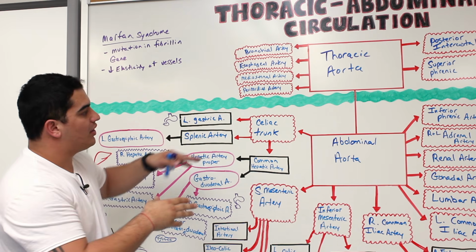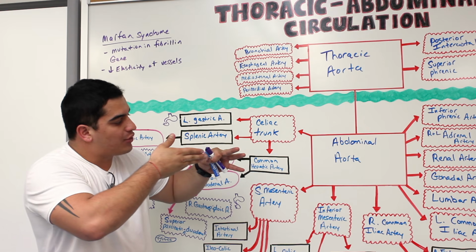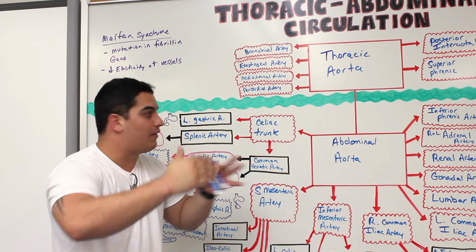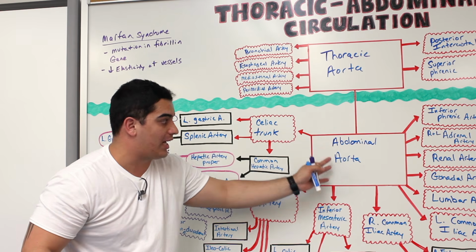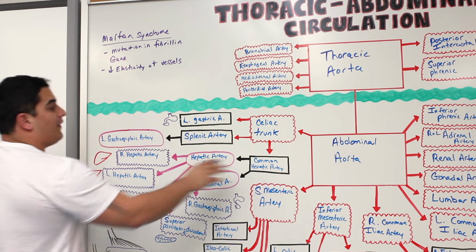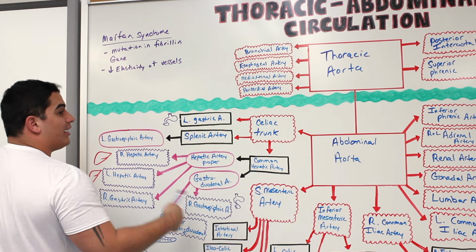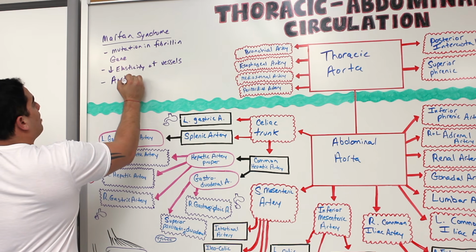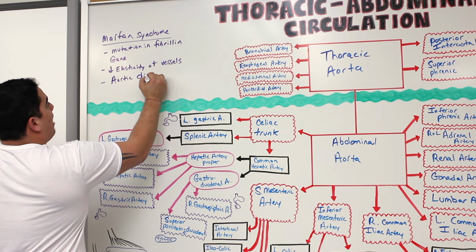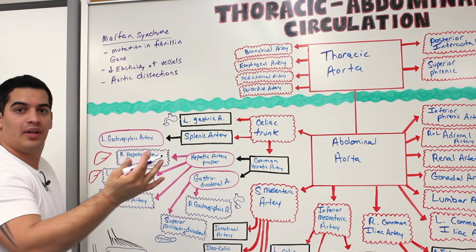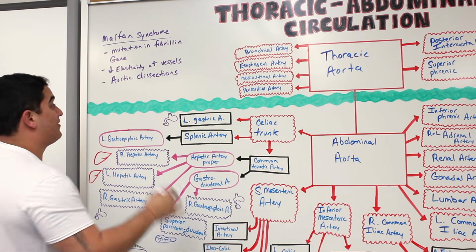And what happens is, due to this situation, the blood dissects in between certain layers of the aorta, specifically the thoracic and abdominal, more common within the abdominal. And if it happens, this can cause what's called an aortic dissection. And what's really bad about aortic dissections is that sometimes this can actually rupture. And if they rupture, that's very, very dangerous.